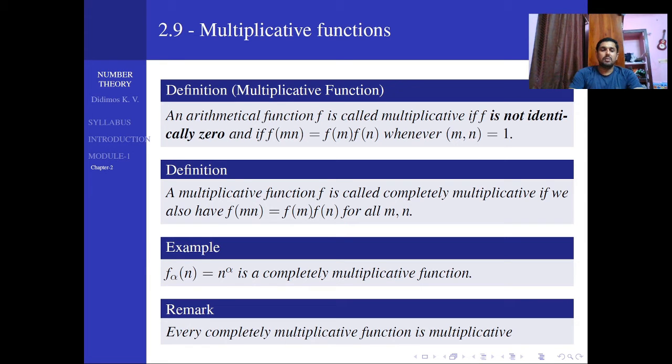An immediate example is f alpha of n, equal to n raised to alpha, which is completely multiplicative, because we know that f alpha of mn is equal to mn raised to alpha, which can be written as m raised to alpha times n raised to alpha. If alpha is equal to 0, then this f alpha coincides with u. One important remark is that every completely multiplicative function is multiplicative. That is evident from the definition itself.